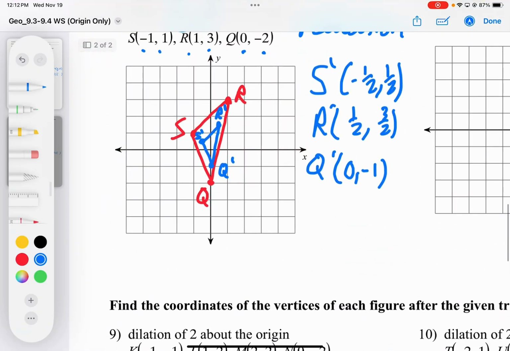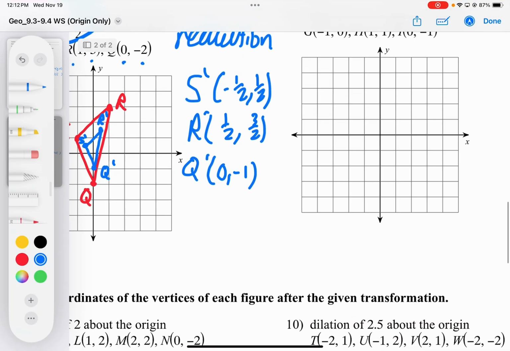Hold on, Parker. So like 3 halves, for example. Instead of thinking it like this, girls, instead do decimals. 0.5, and 3 halves is 1.5. That's easier to graph if you think about it like decimals.